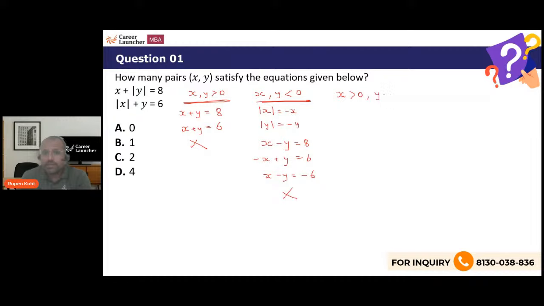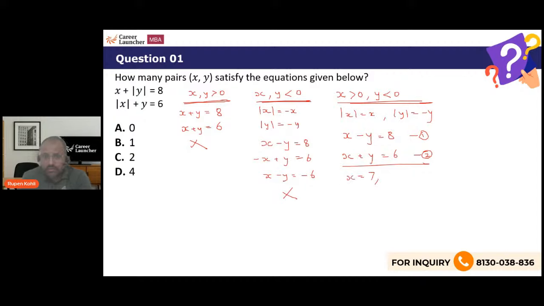If x is positive, y is negative. Let's see what happens. If x is positive, mod x is x, but y is negative, so mod of y is minus of y. So from the first one, we get x minus y is 8, and x plus y is 6, since mod x is the same as x. Yes, these equations can be solved. So we get 2x is 14 or x is 7. x is 7 and then y is x minus 8 from the first equation, which gives me 7 minus 8, y is minus 1.